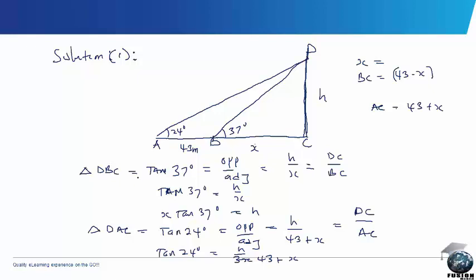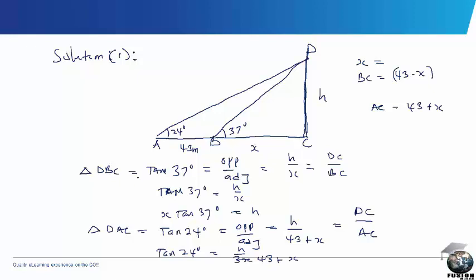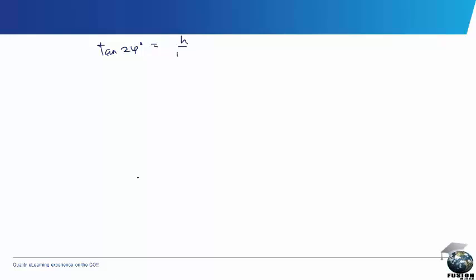For the two heights to make sense, they have to be equal. From the last point, tan 24 degrees is equal to h over 43 plus x, so that 43 plus x tan 24 will be equal to h. This is the second equation. The first equation stated that h is equal to x tan 37. So x tan 37 is also equal to h.